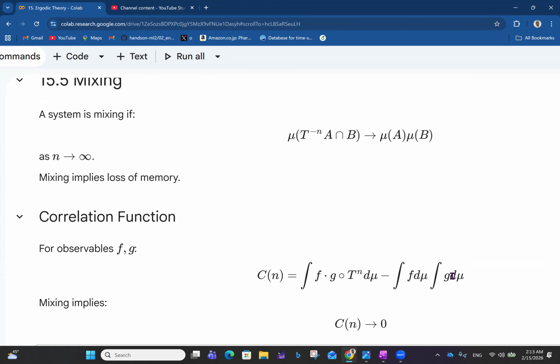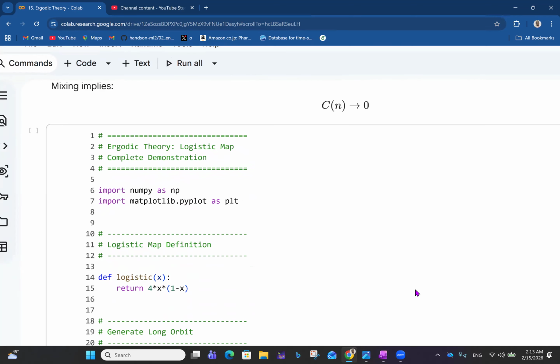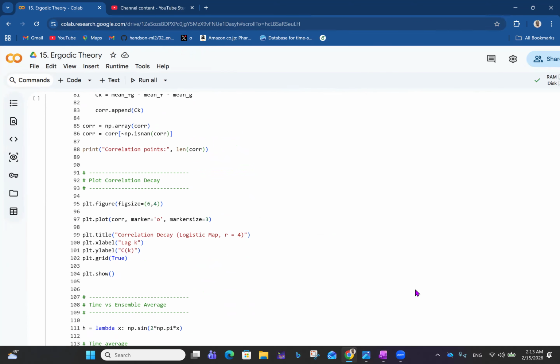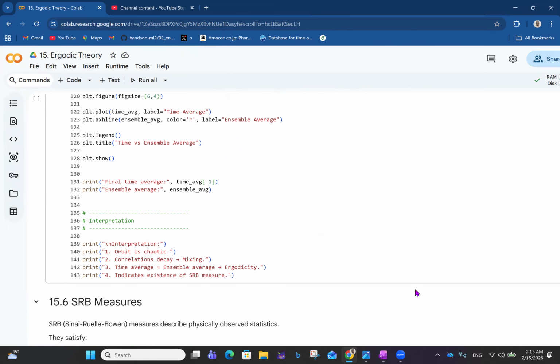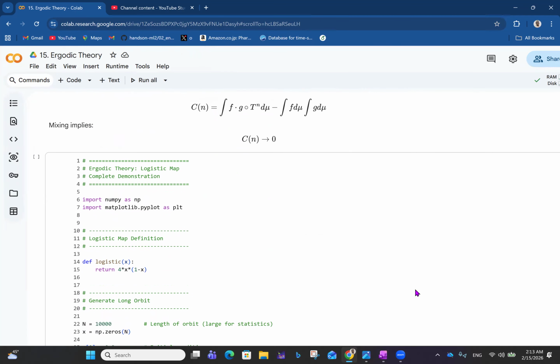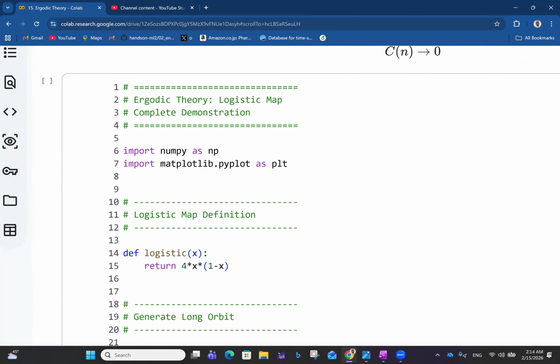So if this whole setup approaches 0, then we say there's a loss of memory, and that means there is mixing. So we have a Python code to talk about that. It's a pretty long one, so I'll try to just skim through it bit by bit. Here we have an ergodic theory logistic map for a complete demonstration now.